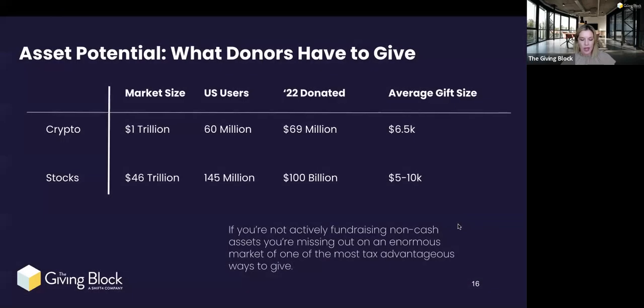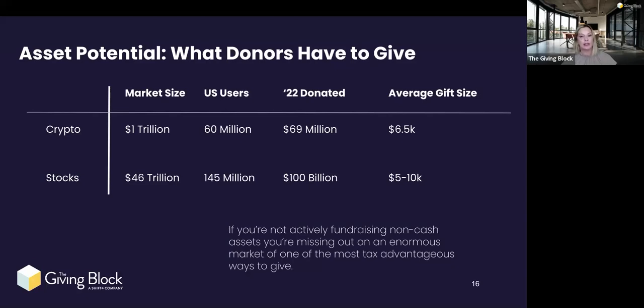All right, so let's talk a little bit about asset potential. I love looking at this slide because looking at just the crypto market size alone is over $1 trillion and stock is 46 trillion. So nothing to sneeze at. That's huge. As fundraisers, we sometimes take a back seat to fundraising with stock, and we're much more comfortable fundraising with cash because that's what we're used to.